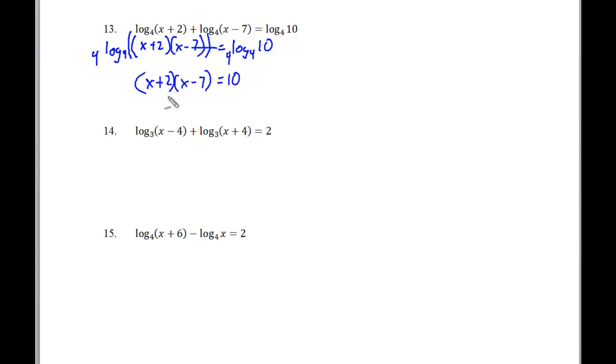Now this goes back a couple chapters. How do we solve for x here? Well, we're going to solve for x by FOILing this out, moving the 10 over, and then we're going to factor again to see what answers we can get.